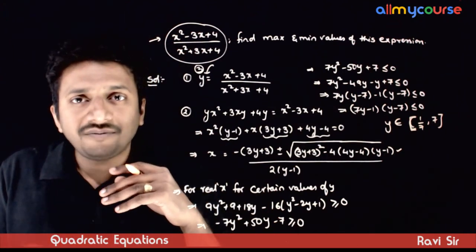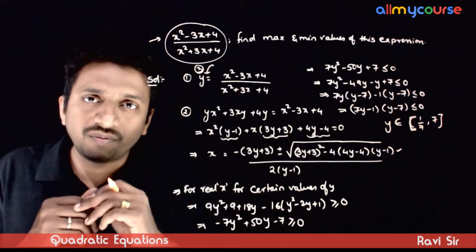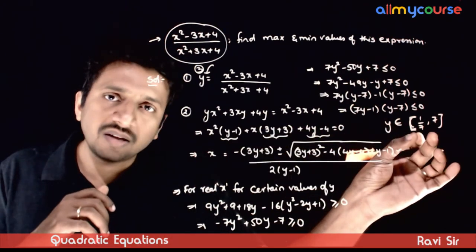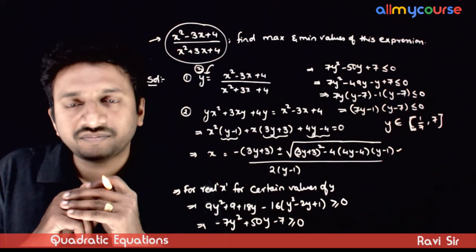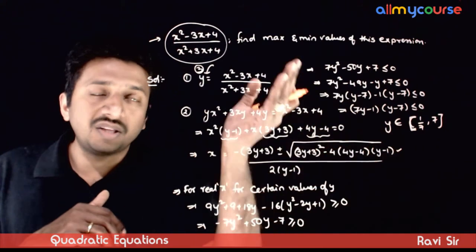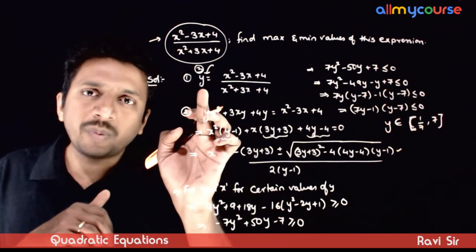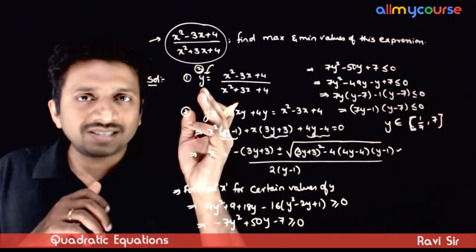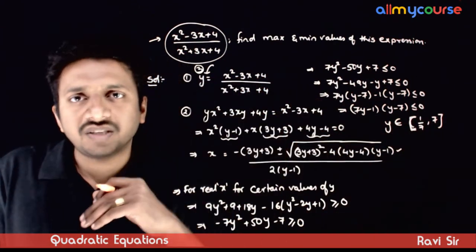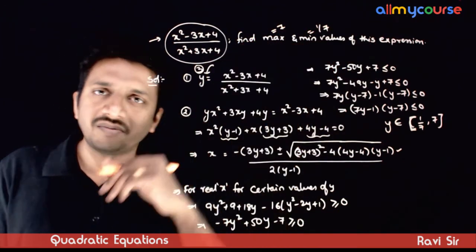That means if a real x has to be defined corresponding to a given value of y, then y has to be in between 1 by 7 and 7. Only for these values of y, an x will be defined. Now, if you relate this information with the question, you are asked to find the maximum and minimum values of the expression, that is, the maximum and minimum values of y. The maximum and minimum values of y for which a real x is defined is nothing but 1 by 7 to 7. So the maximum value is 7, the minimum value is 1 by 7.